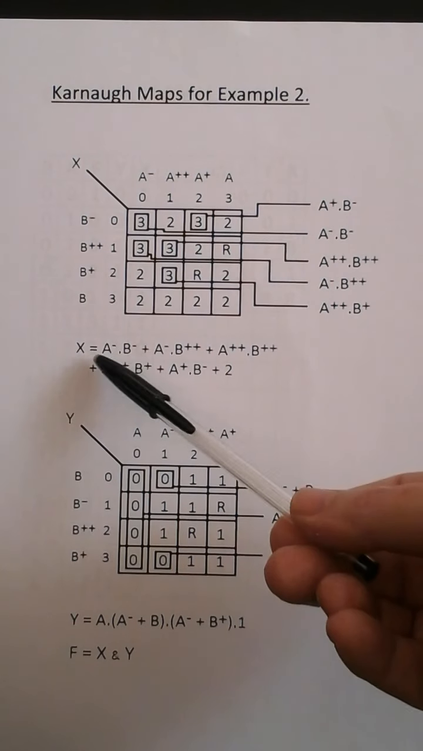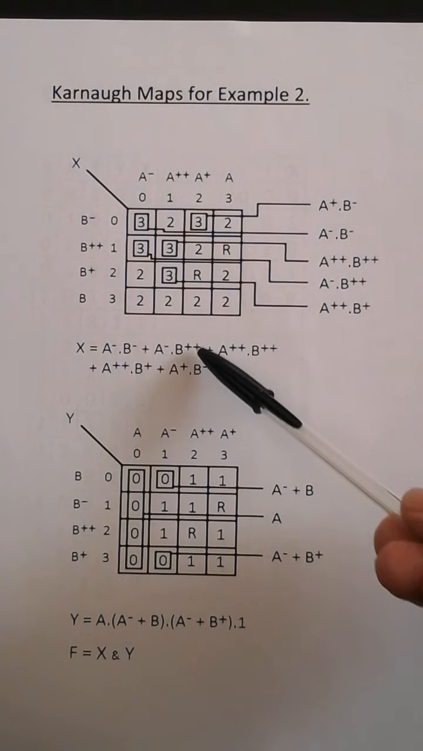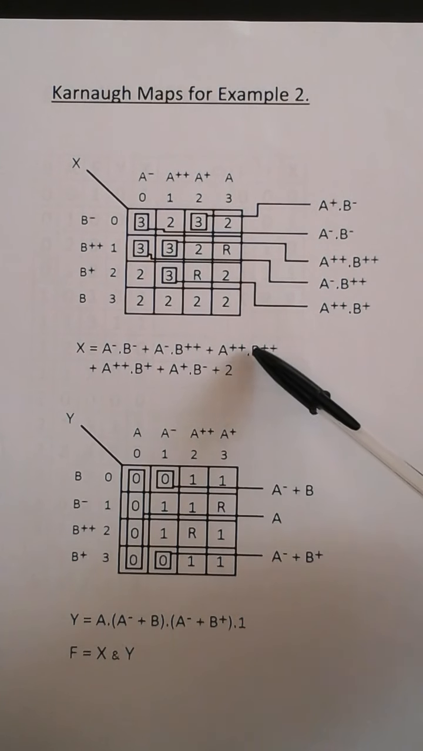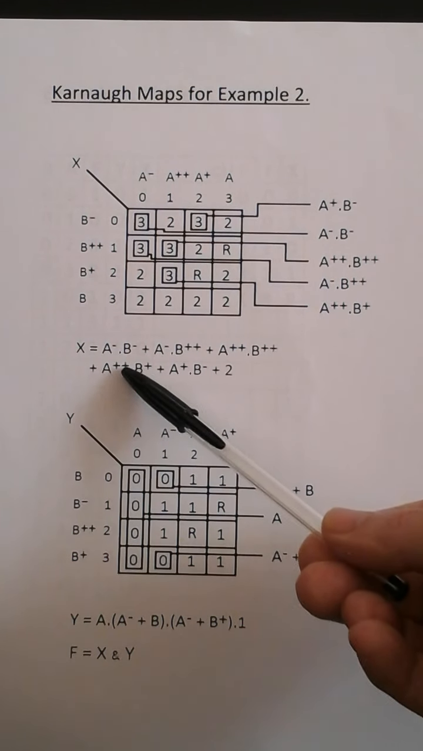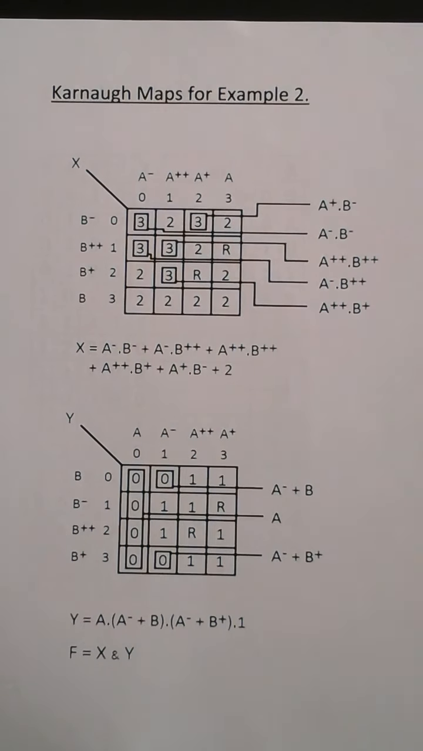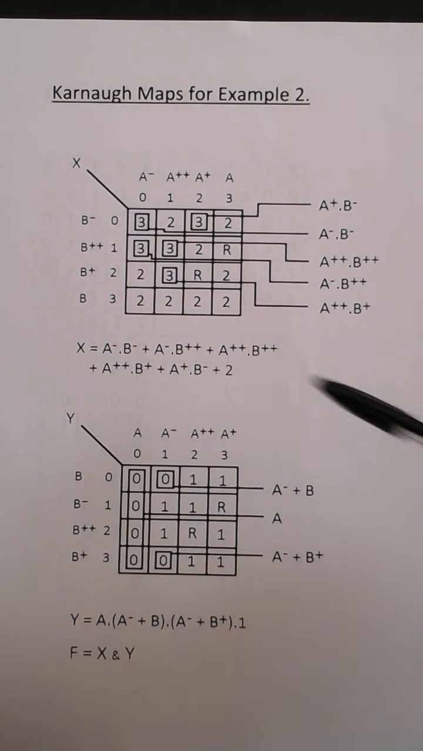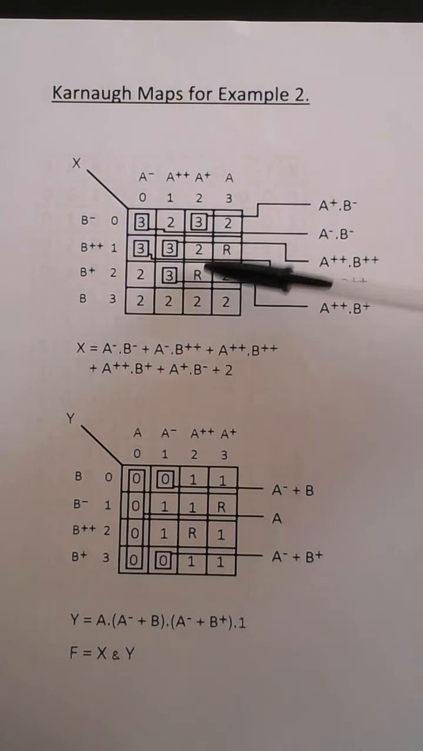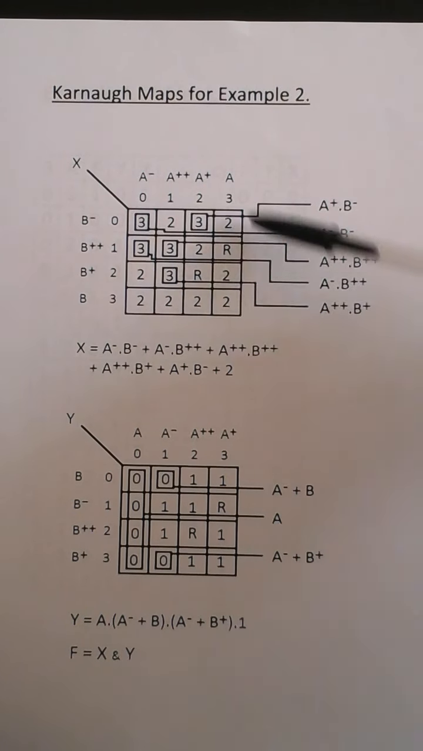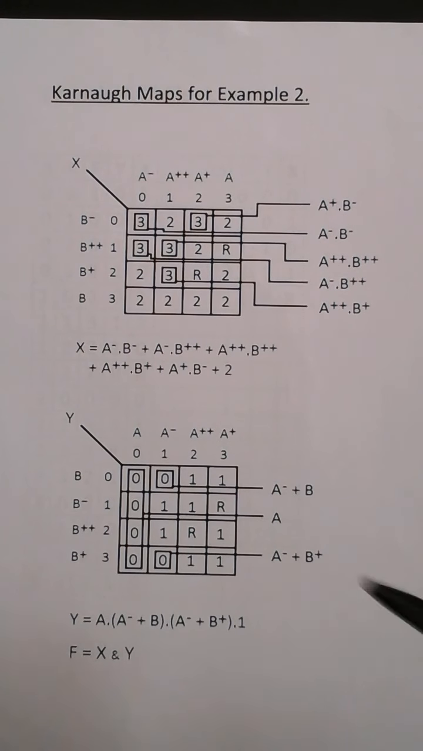So x equals a minus min b minus max a minus min b plus plus max a plus plus min b plus plus max a plus plus min b plus max a plus min b minus max 2. You're adding a constant logic state to the expression to make it two-valued. In this case, these values of r, you can choose to loop them or not, but we didn't include them in this case because there was no advantage for it.